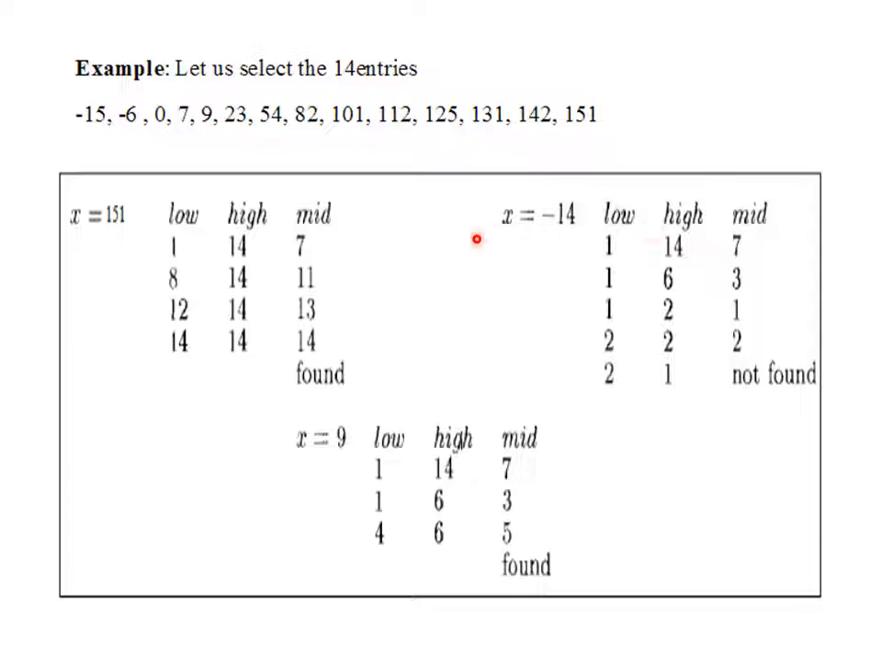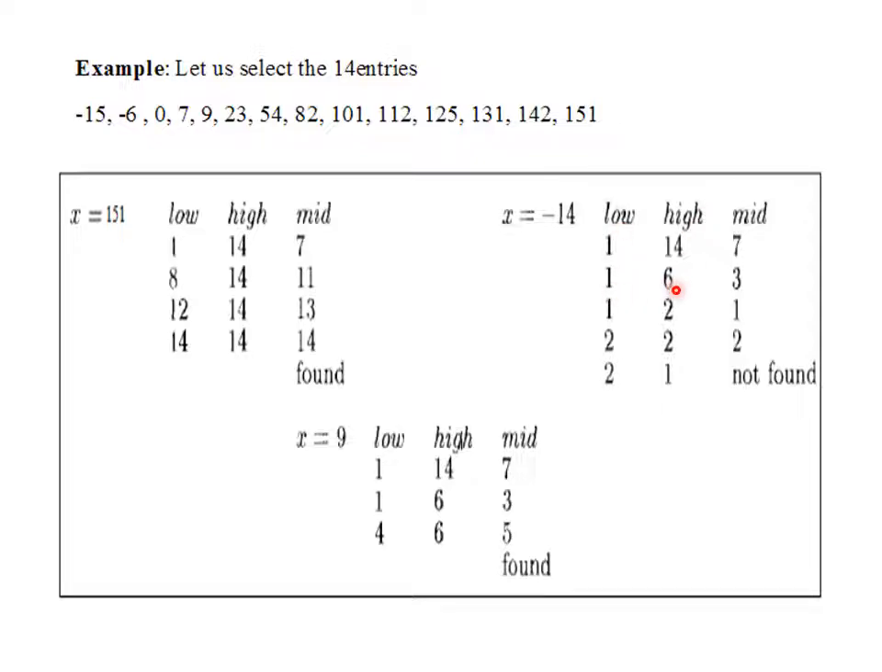Then the search item minus 14 is less than the mid item. Yes, that is true. The seventh item is 54, so minus 14 is less than 54. So we need to search in the lower part; we need not search in the upper part. So we change the value of high: high is equal to mid minus 1, so 7 minus 1 is equal to 6. Now the low value is 1 and the high value is 6.